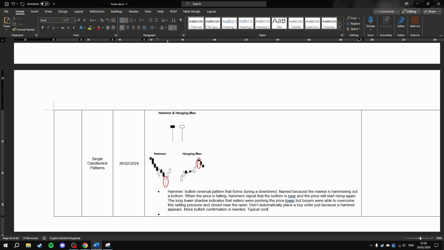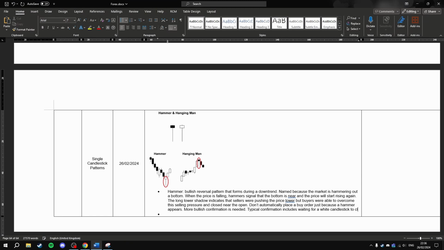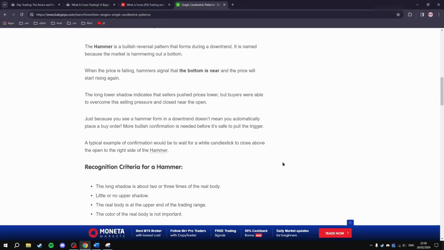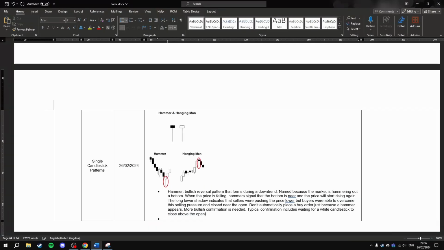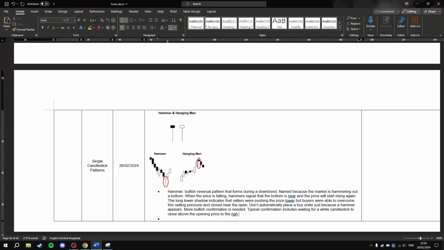Typical confirmation includes waiting for a white candlestick to close above the opening price to the right side of the hammer.